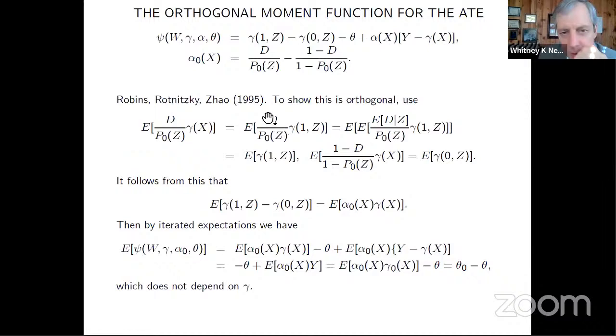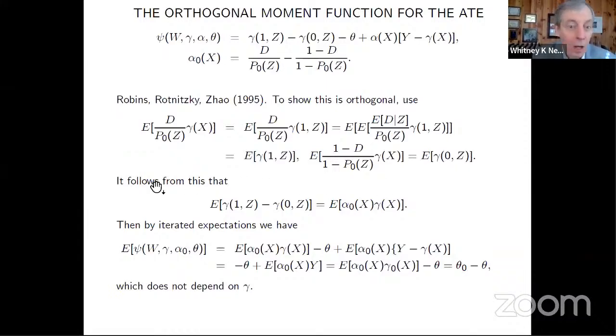This is an expectation of this conditioned on z, right? Expectation of d given z over p zero. Now this is just one, and you've got expectation of gamma one. So this thing just maps gamma of x into gamma of one. It's a weight that gets you that. And similarly, this does the same for zero. One minus d over one minus p zero gives you gamma of zero.